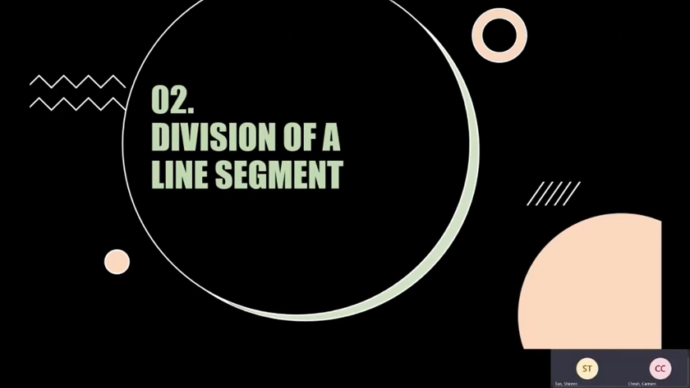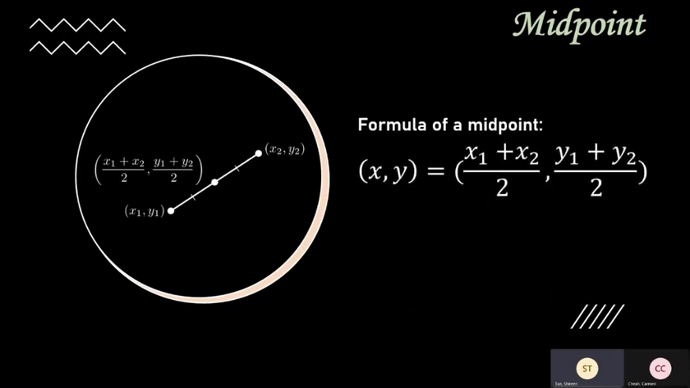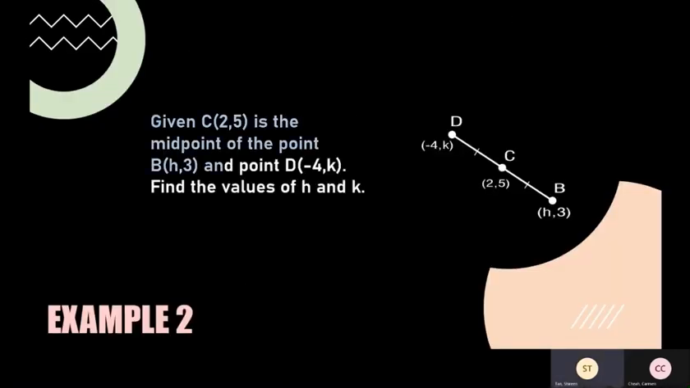The next topic is about division of a line segment. In geometry, midpoint is the middle point of a line segment. To find a midpoint between 2 points, we can use the formula (x1 plus x2) divided by 2 and (y1 plus y2) divided by 2. Now, we look at example 2.